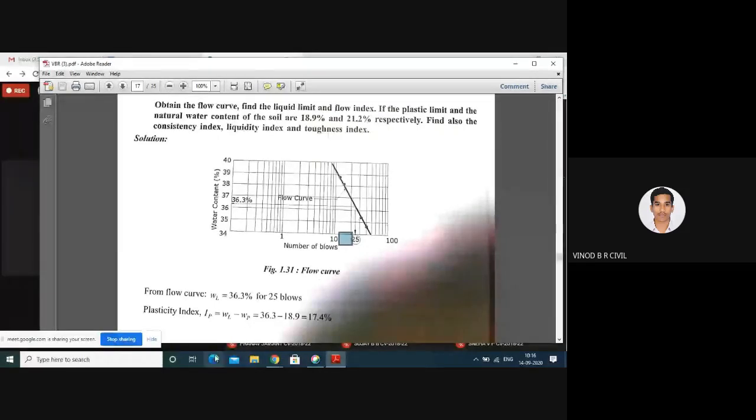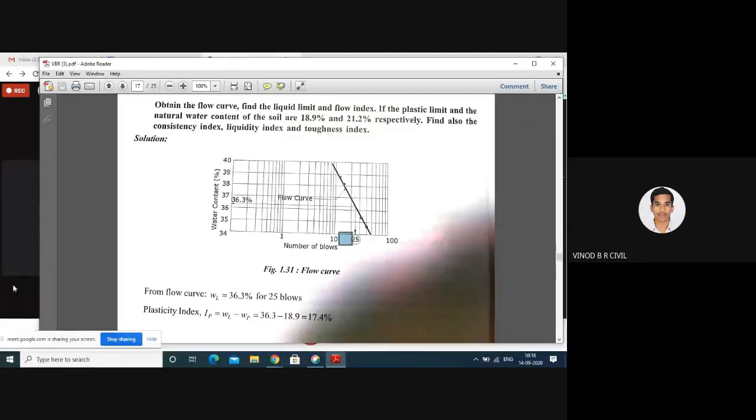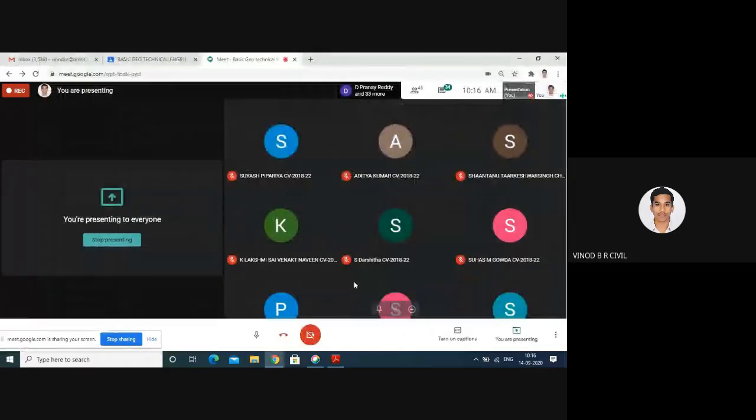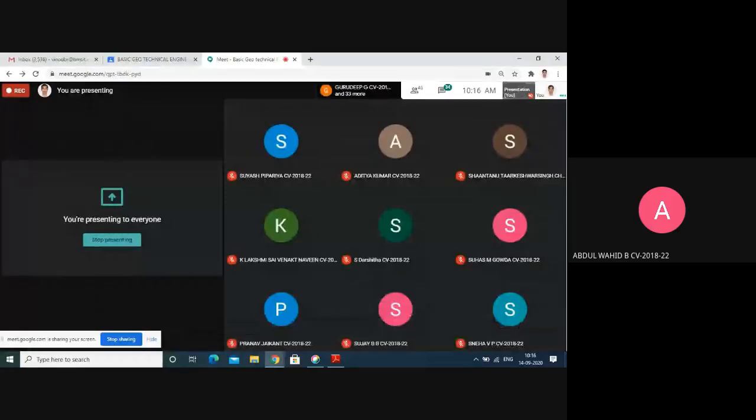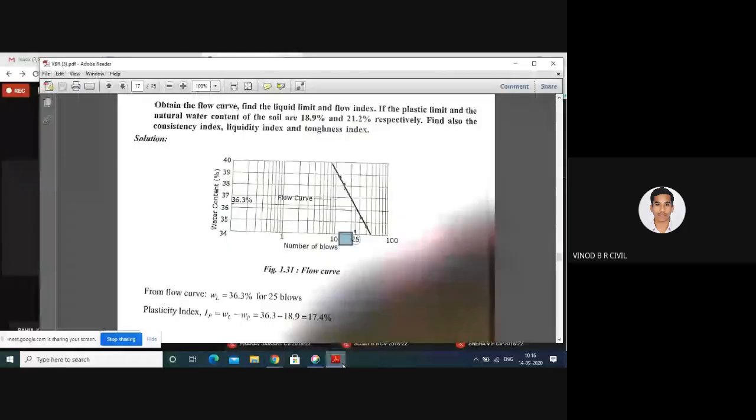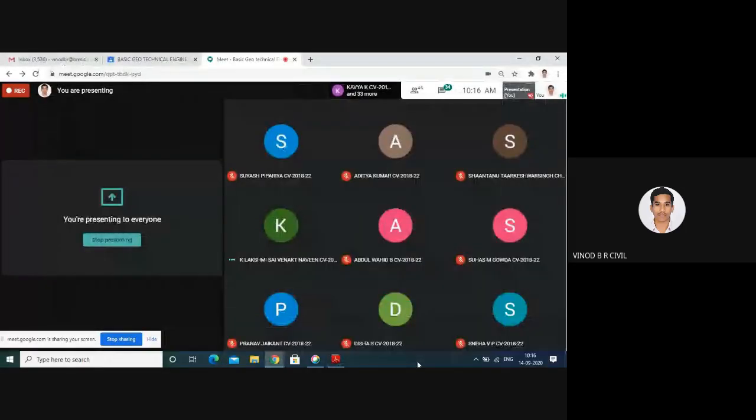Students, are you following these steps? Yes, sir. I think this is okay, no? This is the kind of solving, there are examples. This is the way you are following, no?